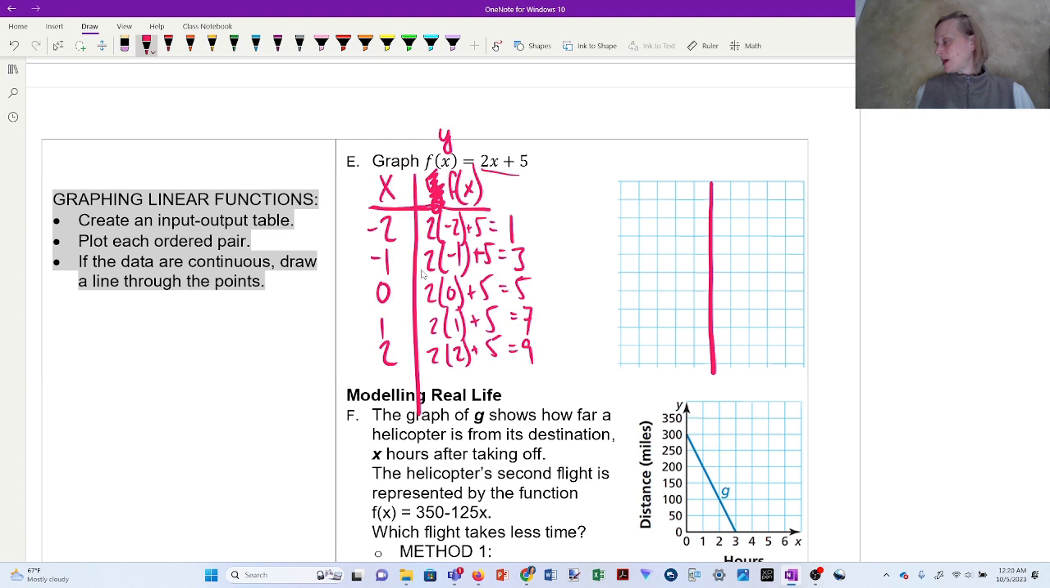For the f of x values, I have all positive numbers. So I'm going to keep my axis fairly low down here, like this. And I have plenty of room in the y direction for each tick mark to be worth 1. So that if this is 2, this is 4, this one's 6, this one's 8, and this one's 10. And that way I have room to go up to 9.